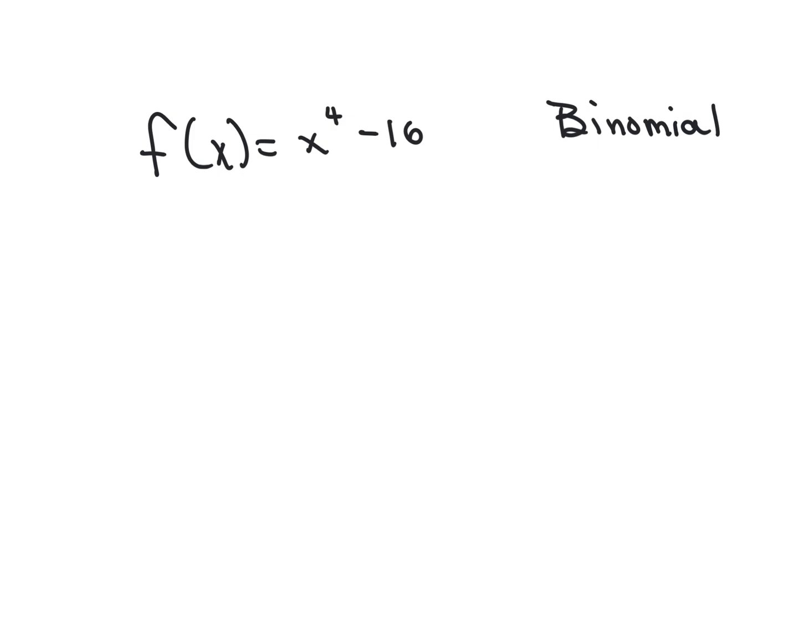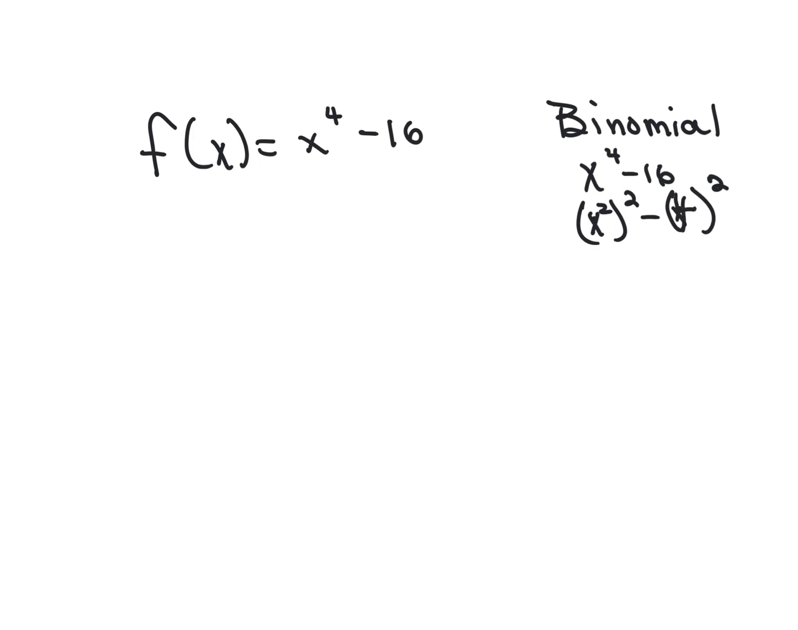All right, Brandy, on this particular problem, you have a binomial, x to the fourth minus 16, and you are going to check to see if it is a difference of squares. So you're going to ask, is there anything squared that would equal x to the fourth, minus something squared that is equal to 16? That would be x squared and x squared, and 4.